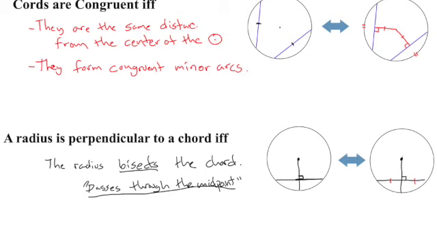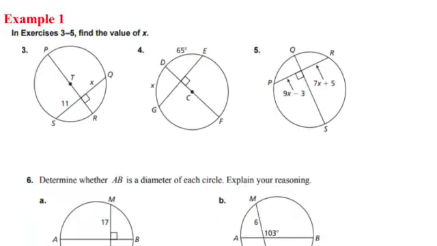Okay, let's look at our next thing. We're going to just do some examples here. How would we use those properties in these examples? So number 3, find the value of x. Well, I notice x is part of a chord. 11 represents the distance from here to here. So this is 11. And this chord is perpendicular to a radius. So we know that this part over here is the same. So x equals 11.